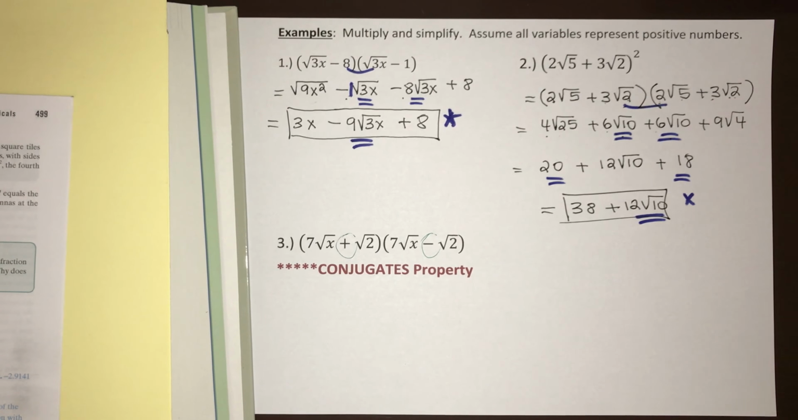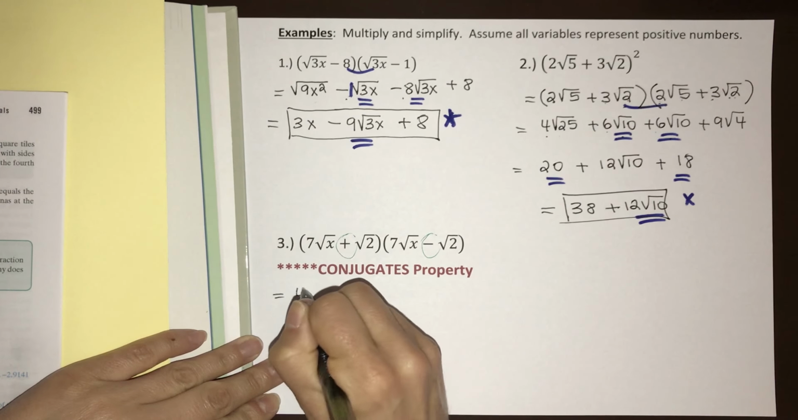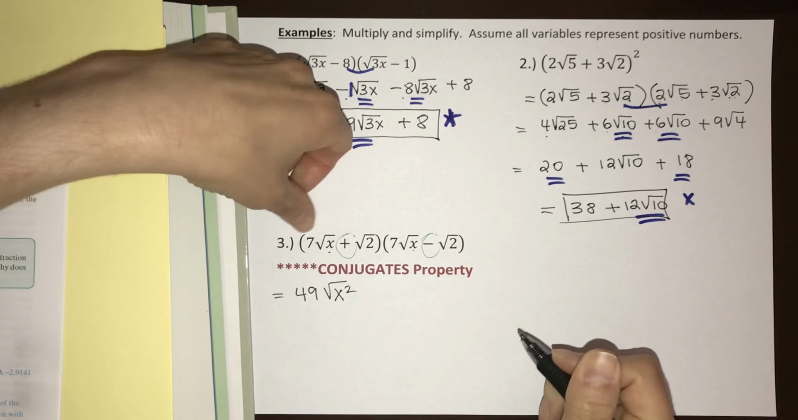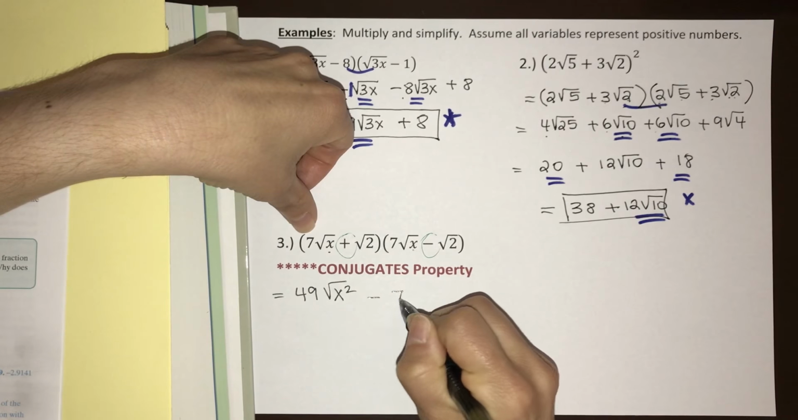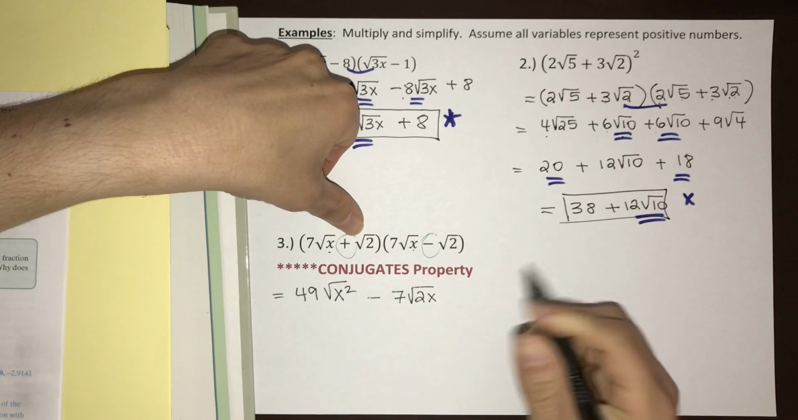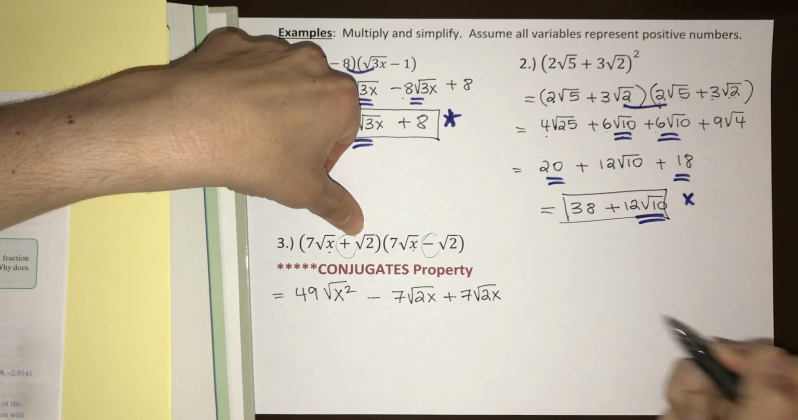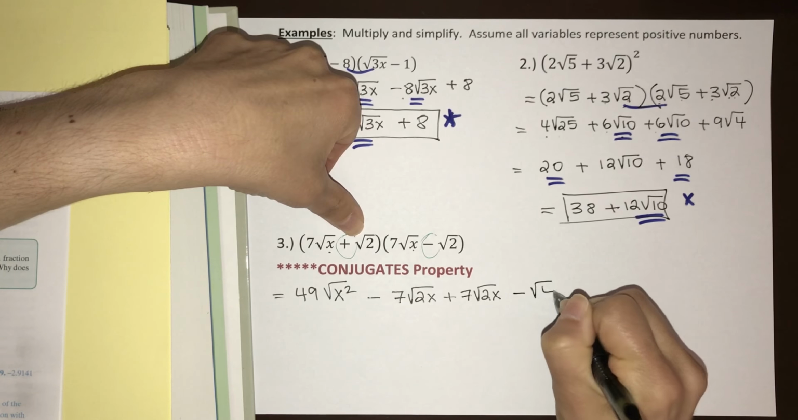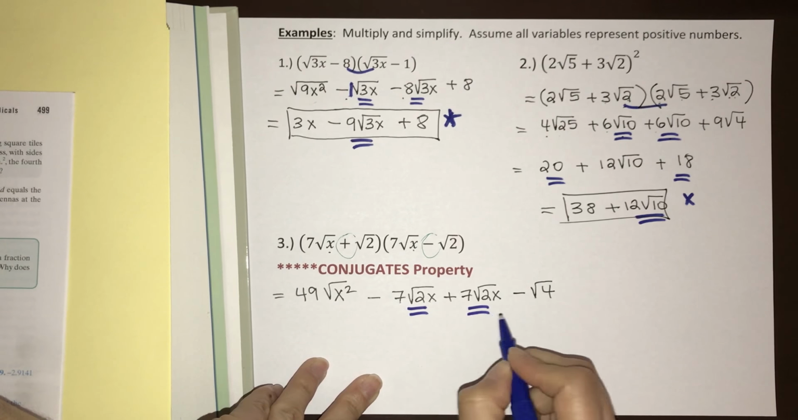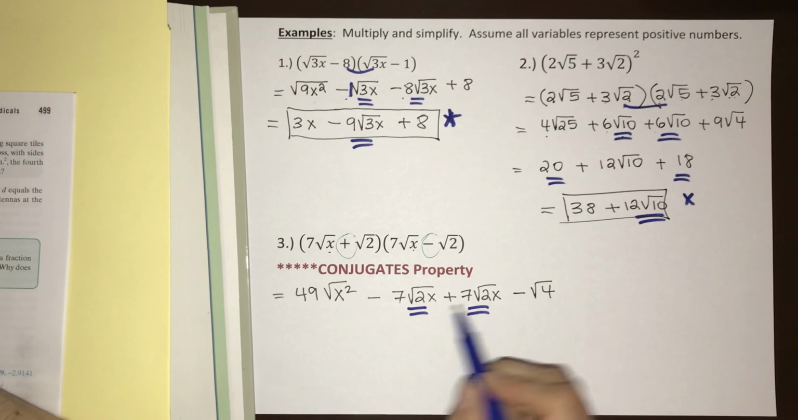So let's see. 7 times 7, 49, x times x, square root of x squared, minus 7 times the square root of 2x, plus 7 times the square root of 2x, minus square root of 4. Look at this carefully. These like terms in the middle, they give us 0, so these go away.